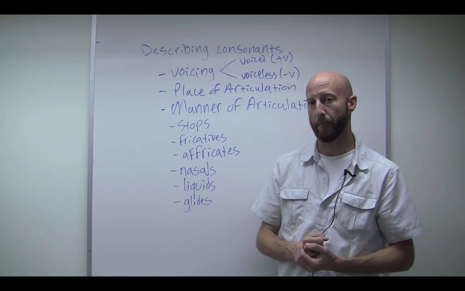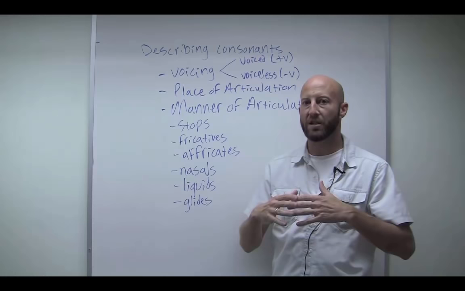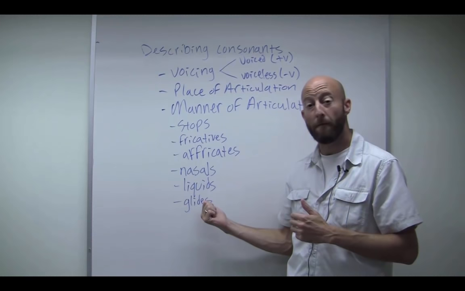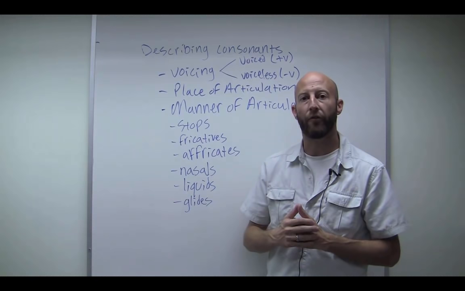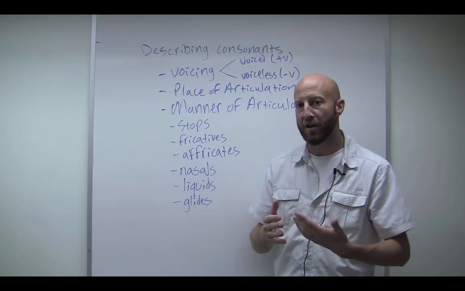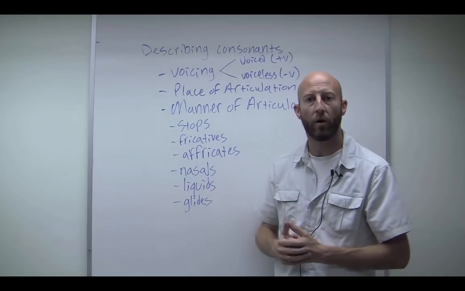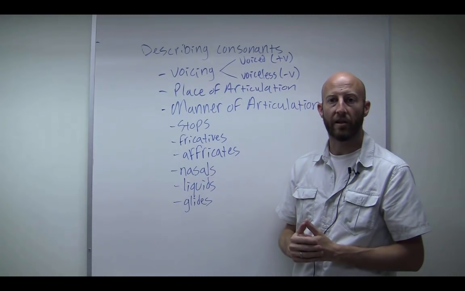Glides, you could think of in the same way. It's kind of a dynamic sound. Your tongue is doing maybe a couple different things, but glides are much more vowel-like than liquid sounds are. So we use two glide sounds in English. We have w and y. If you say those sounds enough, you'll either go crazy or you will realize that your tongue is actually moving a little bit. It's gliding, if you will, to produce those sounds. So again, all of these are manners of articulation, how the sound is being produced in the vocal tract.